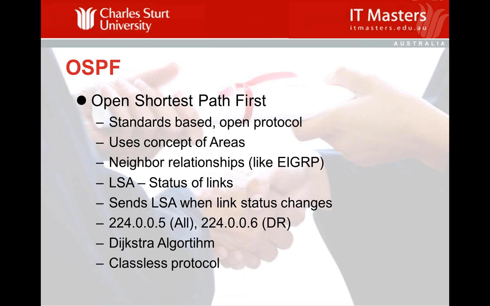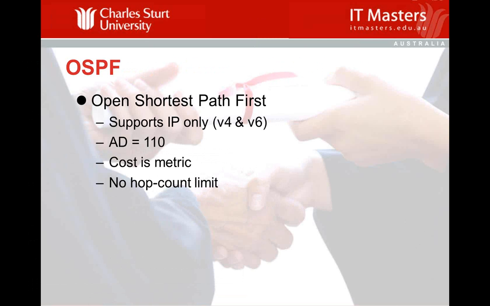It uses two multicast addresses in general: 224.0.0.5, which goes to all OSPF routers, all OSPF routers listen to that, and 224.0.0.6, which is for a thing called designated routers only. Okay, and we'll have a look at that shortly. It uses the Dijkstra algorithm, as I said earlier, and it is a classless protocol, thus supporting VLSM, or variable length subnet masks. So it sends subnet mask information in the updates. OSPF will only support IP, okay, so version 4 and version 6, it doesn't do AppleTalk, IPX, those sort of things. OSPF version 3 is what you would use for IPv6. It has an administrative distance of 110. Its cost is its metric.